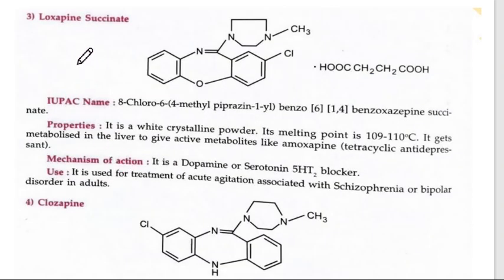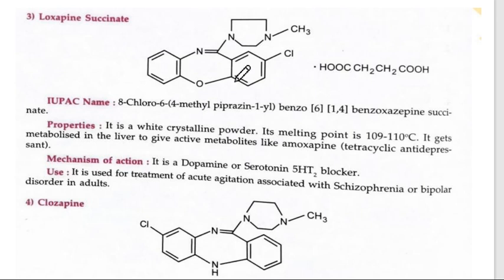Then we have loxapine succinate, which is not so important a drug. Okay, this is the structure. This is a totally different structure, as you can see, which has a chloro at the 8th position. Okay, and at the 4th position you have a methyl piperazine ring. Then you have this benzyl chloride and one benzene ring.